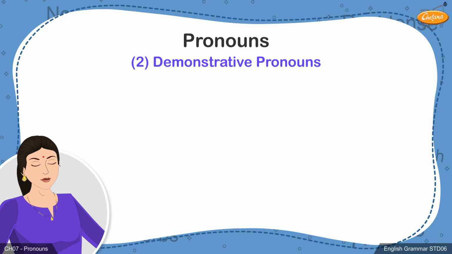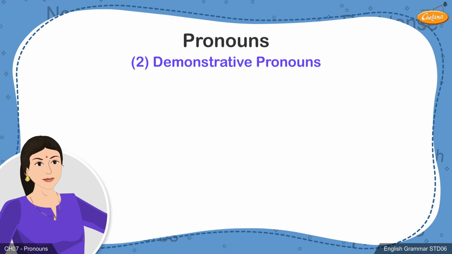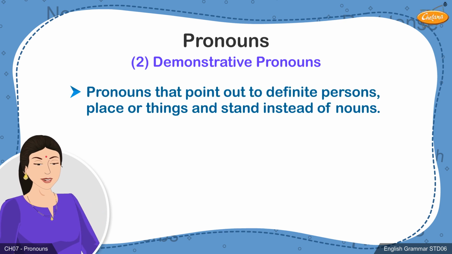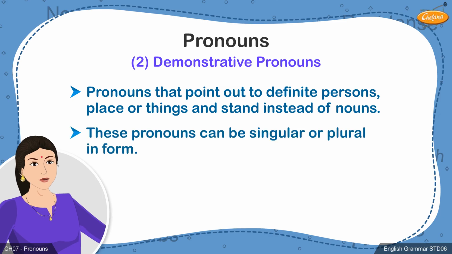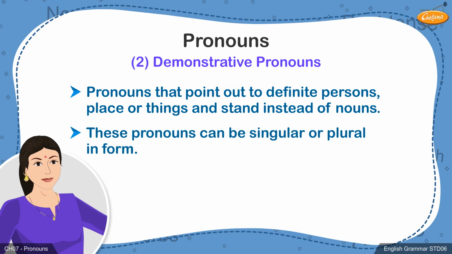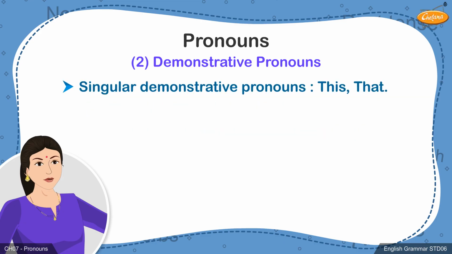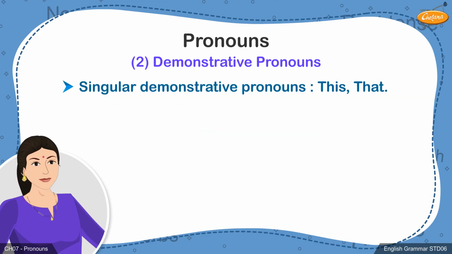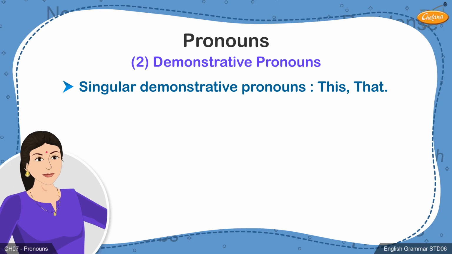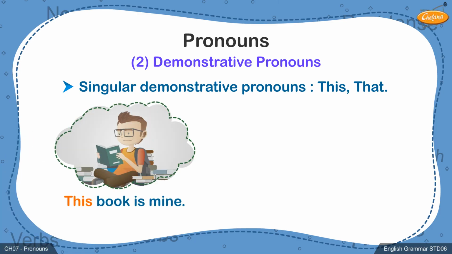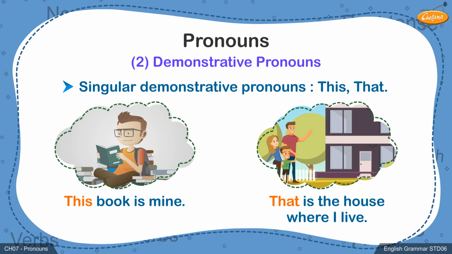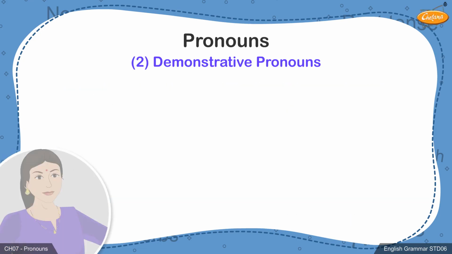Next, we move on to demonstrative pronouns. Demonstrative pronouns are pronouns that point out definite persons, places, or things and stand instead of nouns. These pronouns can be singular or plural in form. For example, singular demonstrative pronouns are this, that. This book is mine. That is the house where I live.